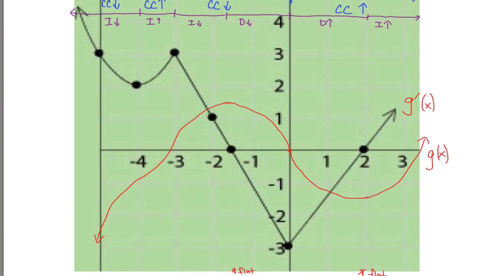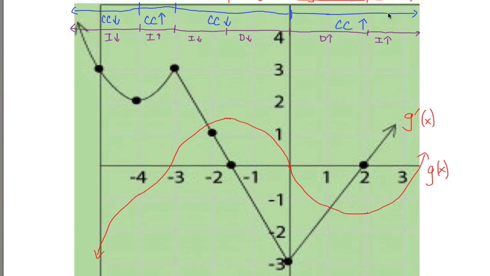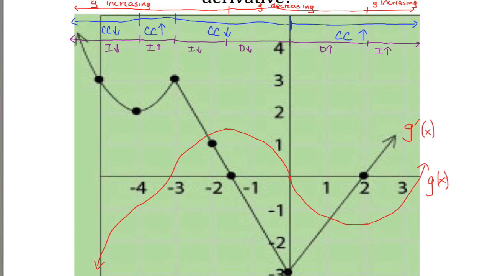Maybe that helps you. Maybe there's lots of other ways you can do this, but I think breaking up into these intervals can be helpful. So there's me illustrating that method.